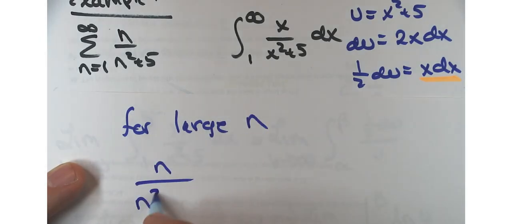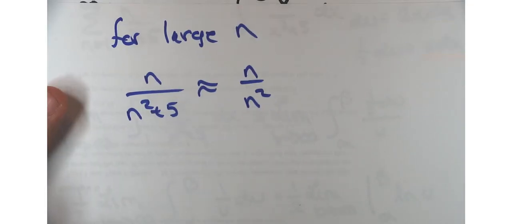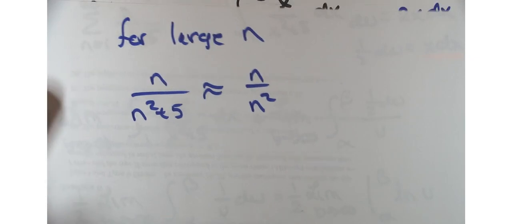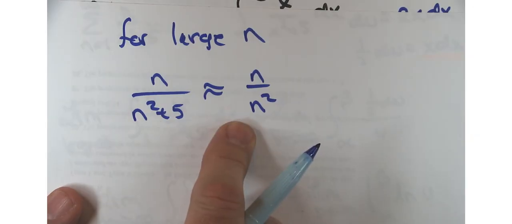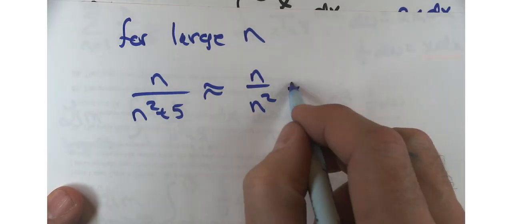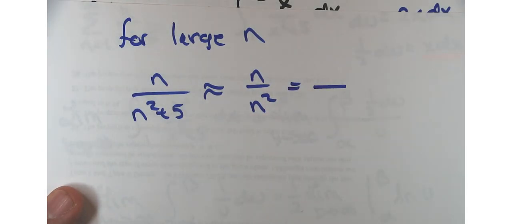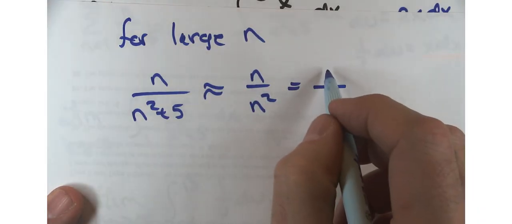n over n squared plus 5 is approximately the same as n over n squared, right? There's not going to be a huge difference, especially if you're working with terms like a million squared is a trillion. If you had $1 trillion and someone said, hey, do me a favor for $5, are you really going to be all excited? Probably not. But n over n squared reduces to 1 over n.